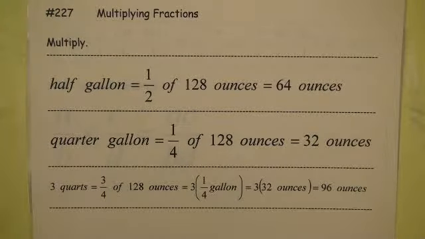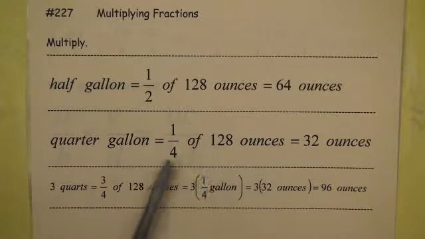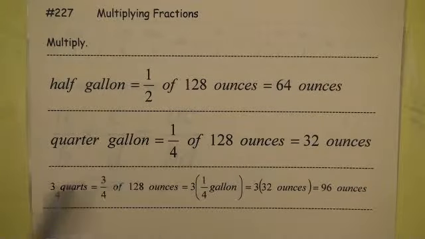A quarter gallon, also known as a quart, would give us 1/4 of 128, which is 128 divided into 4 pieces, okay? So what we're looking at here is the fraction divides the whole number into the number of pieces.